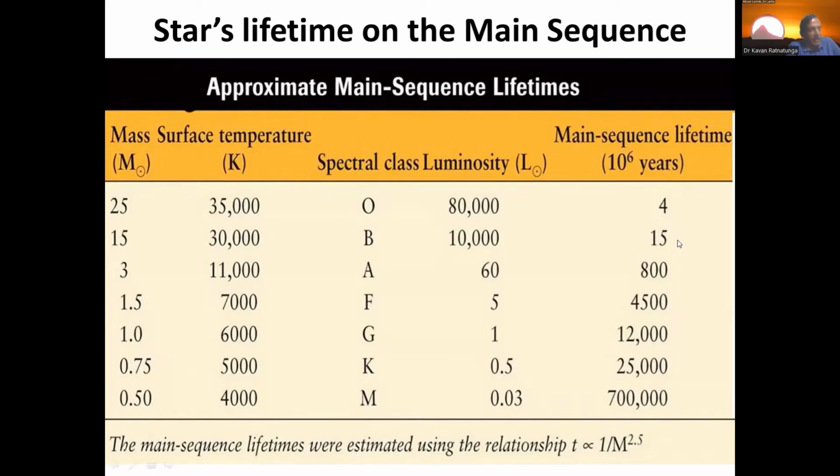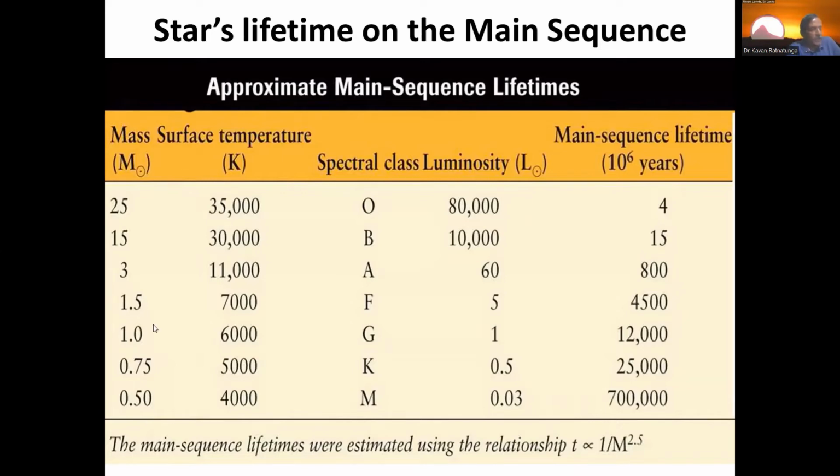The sun on this table has a mass of 1 solar mass. It has a temperature of about 6,000. It's called a G star. It has a luminosity of 1. And it lives about 12 billion years. So we are now 5 billion years after it was created. We have another 6 billion years of life. So in our cosmic time scale, we have another few months of cosmic time to live before the sun disappears.